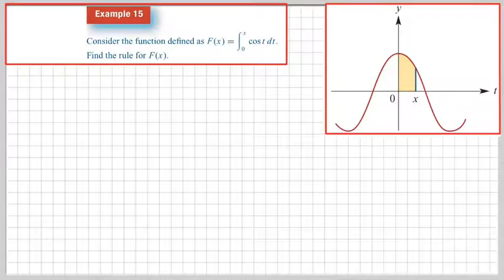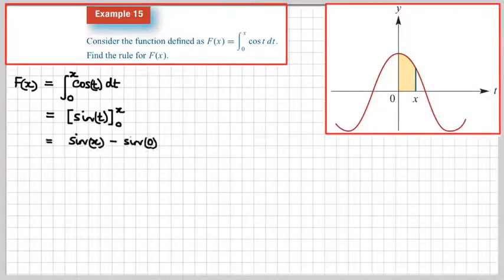See, look, it goes like this. Capital F of x equals, now what's the integral of cos? Well, it's sine, isn't it? So it's just going to be sine t evaluated from 0 to x, which just gets you sine x minus sine 0, or just sine x. So yes, it is a function of x.